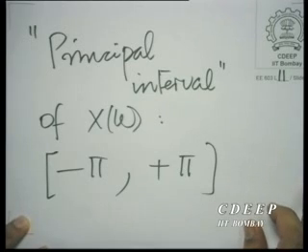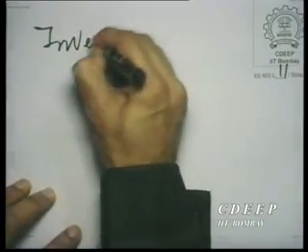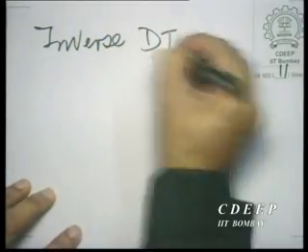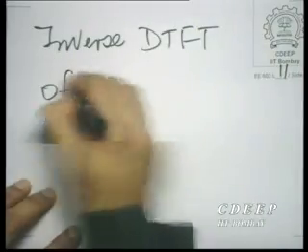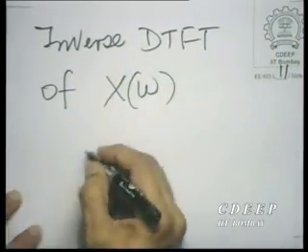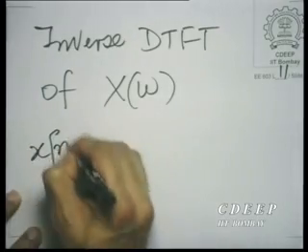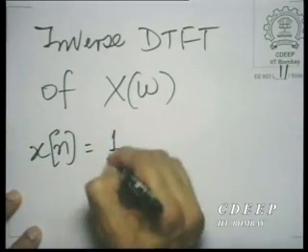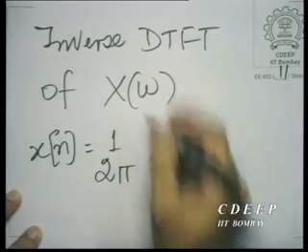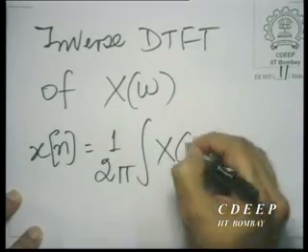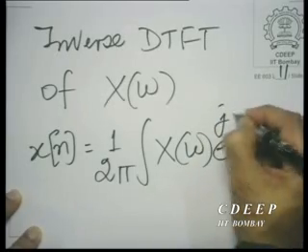What is more, we are also seeing the inverse discrete time Fourier transform. We had seen that you can reconstruct x[n] from X(omega) in the following way.